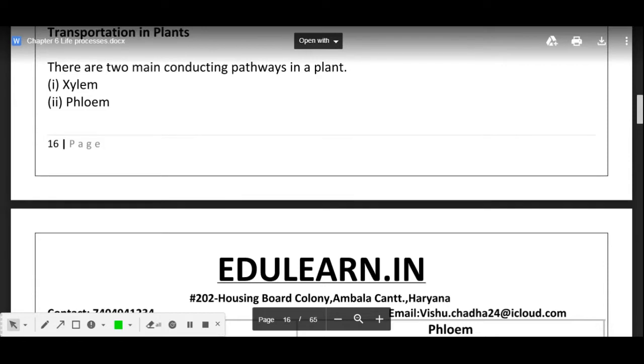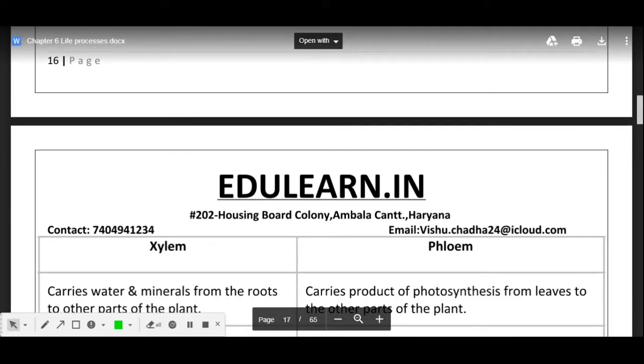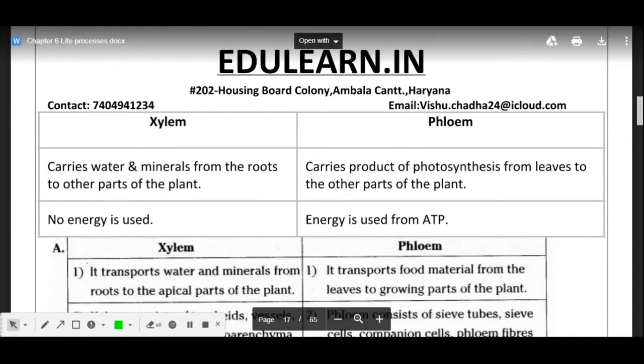These are basically two vessels in plants that help in the transportation process. Xylem carries water and minerals from roots to other parts of the plant, and phloem carries the products of photosynthesis from leaves and transports food to other parts of the plant. Right. So xylem is absorbing water and minerals from roots, that is from the soil, and giving them to all the parts of the plant. And phloem is transporting food from leaves to other parts of the plant.